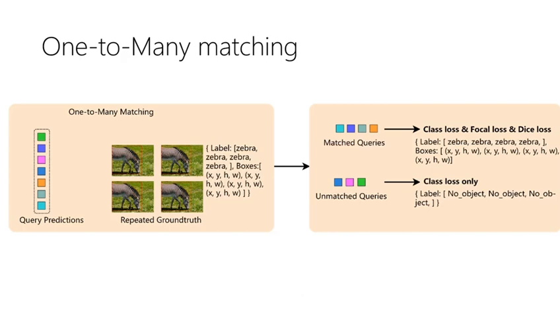So, what we need is to combine the advantage of the one-to-one matching scheme in removing NMS with those of the one-to-many matching scheme in higher training efficiency. That's why we introduced hybrid matching.